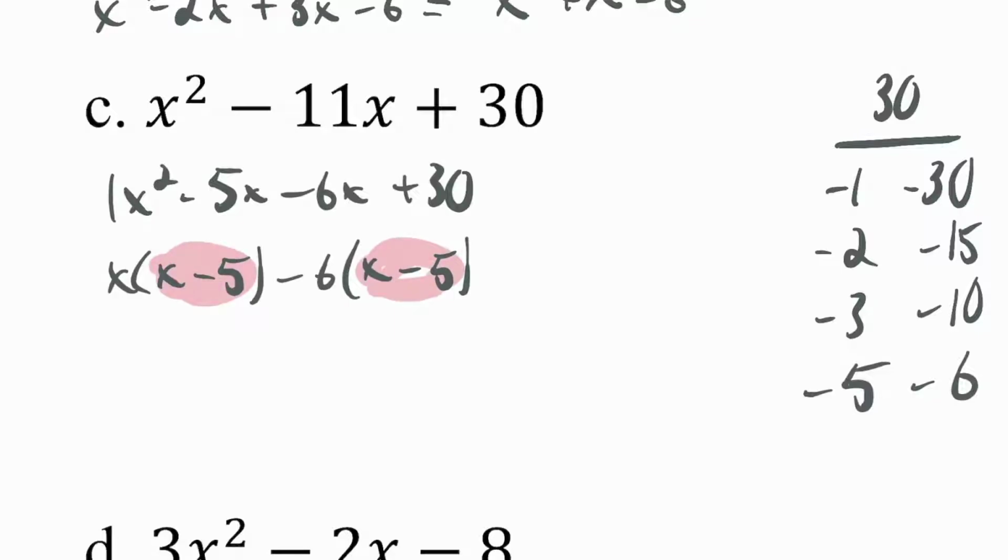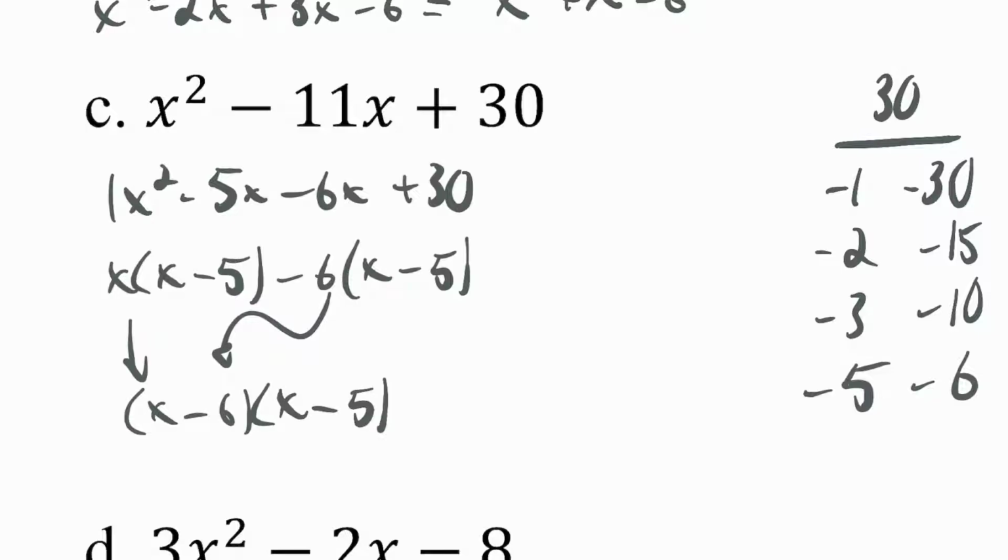Now, I've got this repeated factor, right? So these guys go here, x minus 6, x minus 5, and I'm done. And again, if I want, I can multiply, I can FOIL this and check the result.